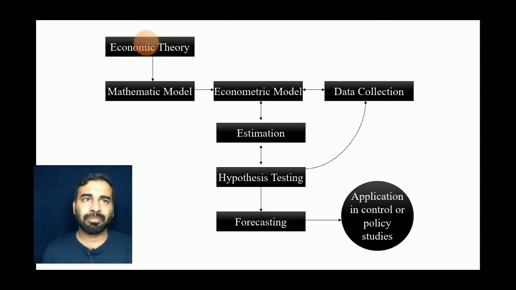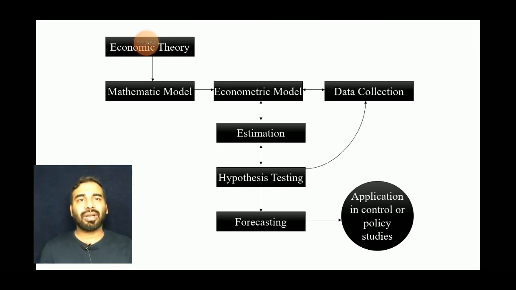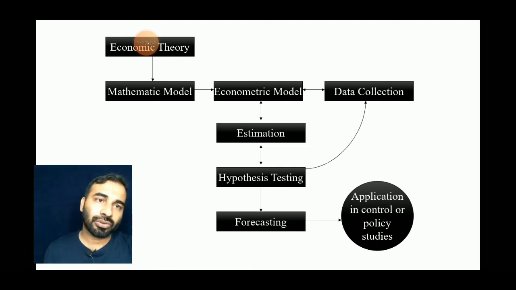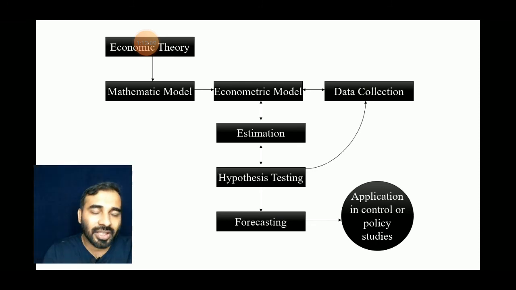In estimation, the first step is data collection. Then comes hypothesis testing. If our hypothesis testing is wrong, then you have to revise your data again, estimate the models again, and do evaluations. If your model is good, then you have to forecast, and finally you can apply this forecasting tool in policy purposes or policy suggestions. So this is all about the classical econometric methodology. I hope the session would be helpful to you.